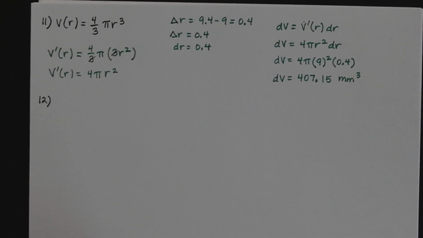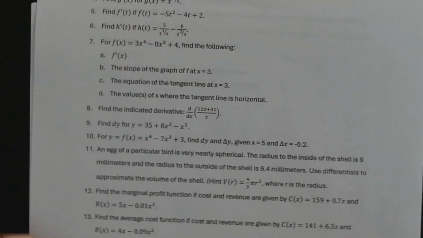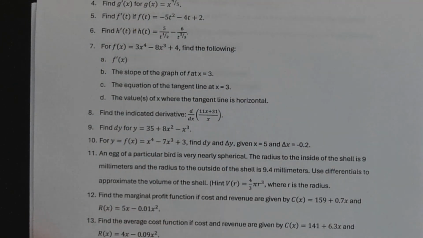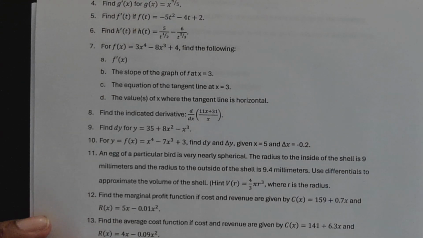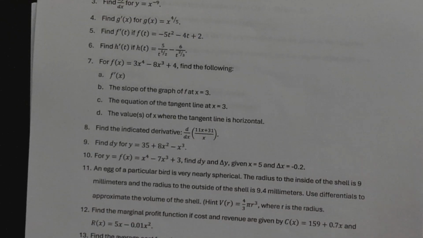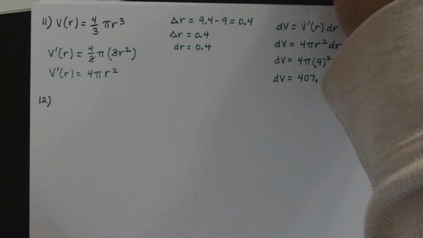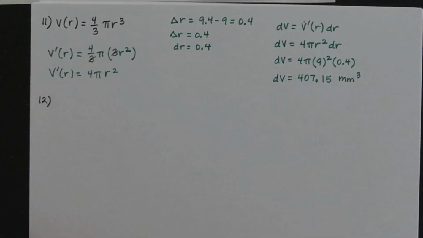Finding the marginal, I can put this up here. Find the marginal profit function if the cost and revenue are given by C of x is equal to 159 plus 0.7x, and R of x is equal to 5x minus 0.01x squared. Now they say marginal profit function. Now, what that means here is this. If they want the marginal profit function, they're talking about this.